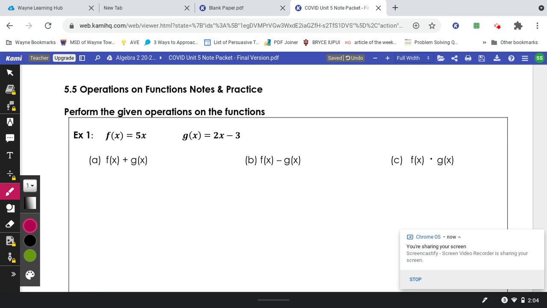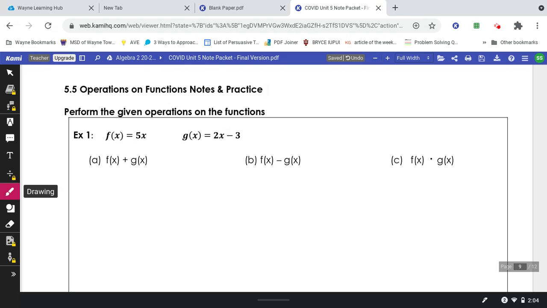These are the 5.5 notes for Algebra 2. We're going to talk today about functions. For example, number 1, we have our first function, f of x, which is equal to 5x. And our second function, g of x, is equal to 2x minus 3. So they're going to ask us three things for this one part, a, b, and c.